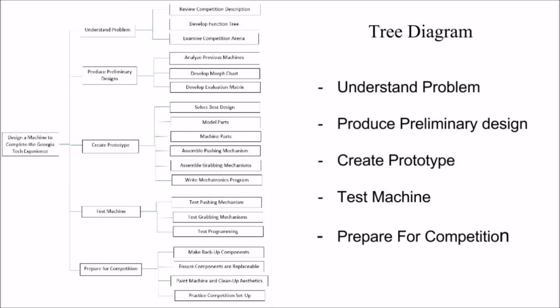One important planning tool that our team utilizes is a planning tree diagram. The main steps outlined in our planning tree were understanding the problem, producing a preliminary design, creating a prototype, testing the machine, and then ultimately preparing for the competition. As you can see, the largest step is creating the prototype because it has the highest number of sub-steps.